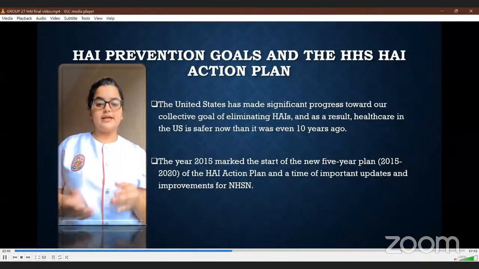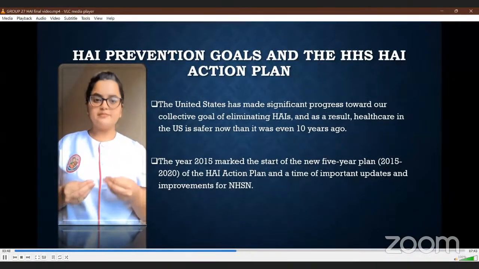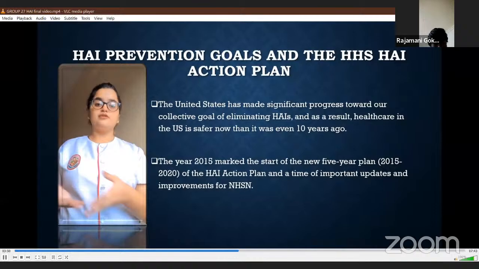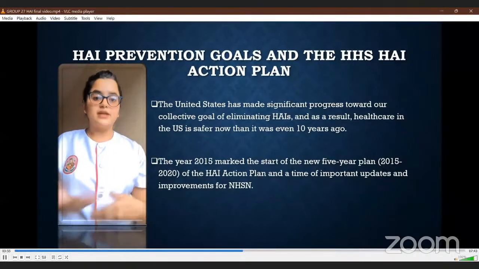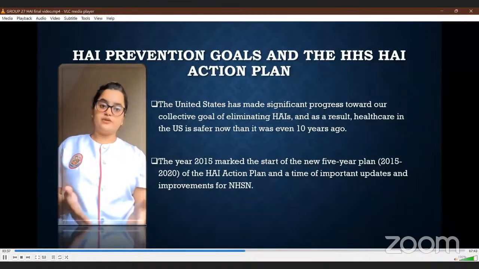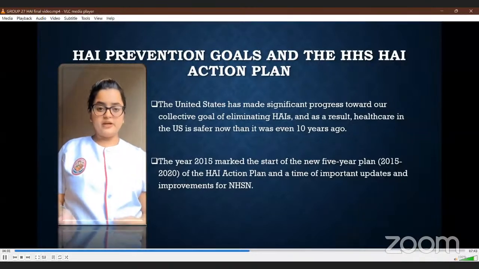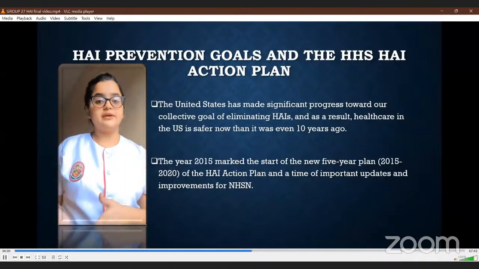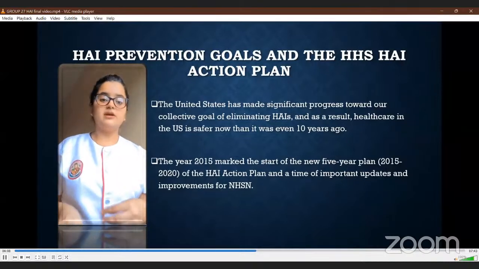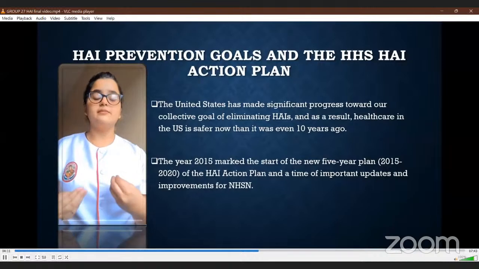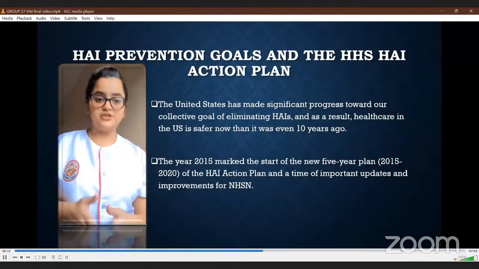HAI prevention goals and the HHS HAI action plan. The US has made significant progress towards our collective goal of preventing HAIs, and as a result, it is now safer than it was 10 years ago for patients. These data also help pinpoint areas of further improvement. Other federal agencies such as CMS, AHRQ, and OASH work together to develop tools, recommendations and programs that offer infection prevention strategies to help protect patients.